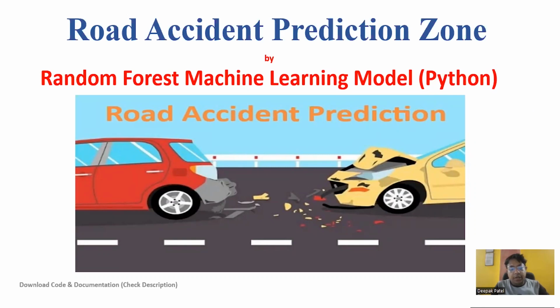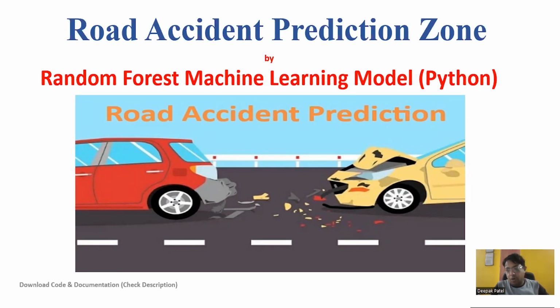Hi everyone. In this project, we learn about road accident prediction zone. As per the different features of road and environmental condition, this model predicts whether an accident may be possible or not, or what are its chances. For this, we use the random forest machine learning algorithm.